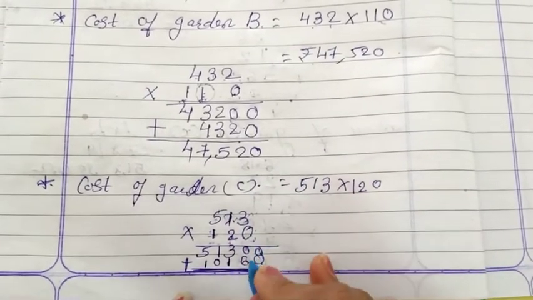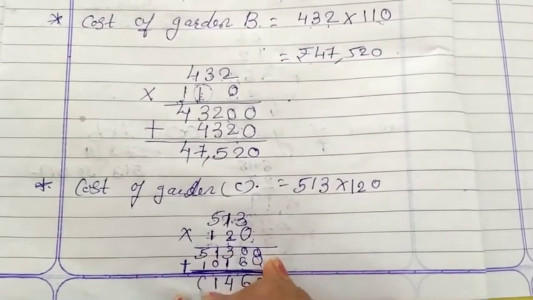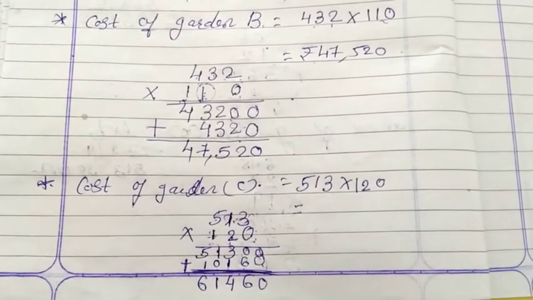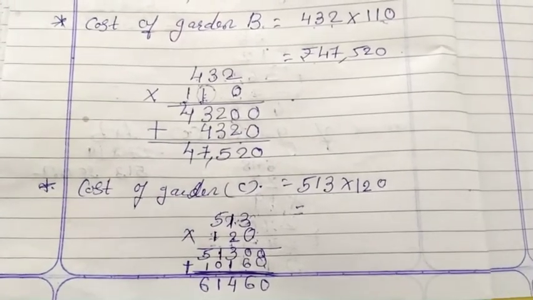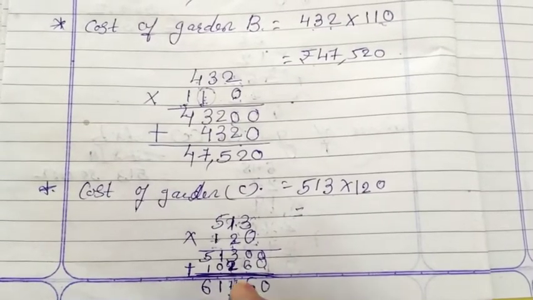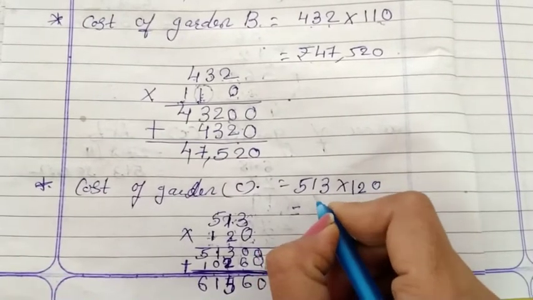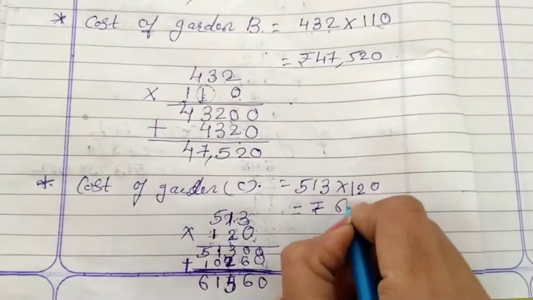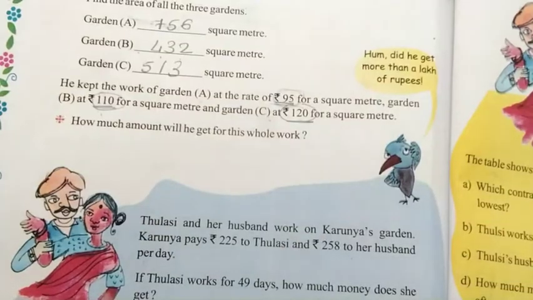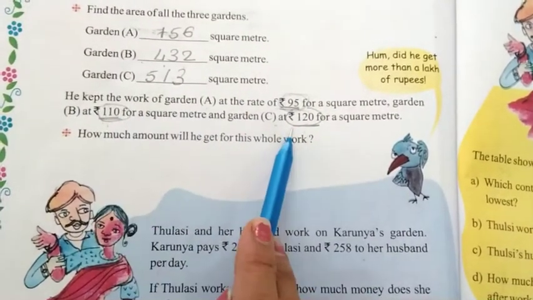0 plus 0 0. 0 plus 6 6. 3 plus 1 4. 1 plus 0 1. 5 plus 1 6. 61,460. Sorry, here 2 ones are 2. So 61,560. So the cost of garden C is equal to rupees 61,560. So here we found the cost of garden A, garden B and garden C.